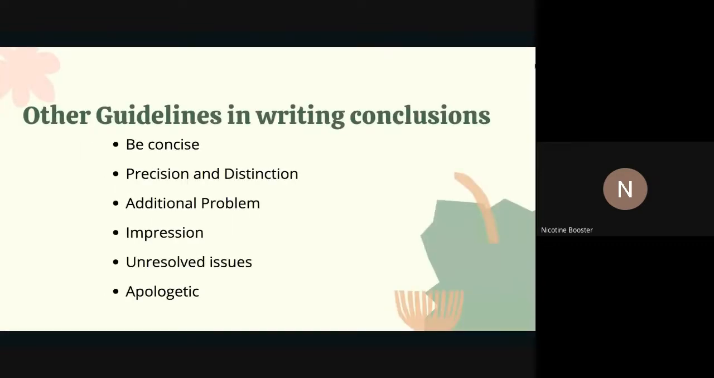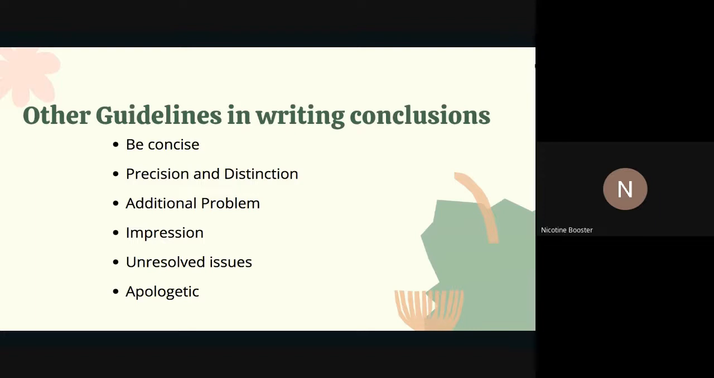Other guidelines in writing conclusions. Number 1, be concise. Your conclusion should always be conveyed in a clear and concise manner para madaling maintindihan ng readers. Second is precision and distinction. Conclusions should be precise and distinct. Like what I said earlier, need na connected ang conclusion mo sa findings, so need na distinct per finding. It's a bit weird kung sinamari mo yung conclusion mo to include all findings. Need mo i-address yun isa-isa.